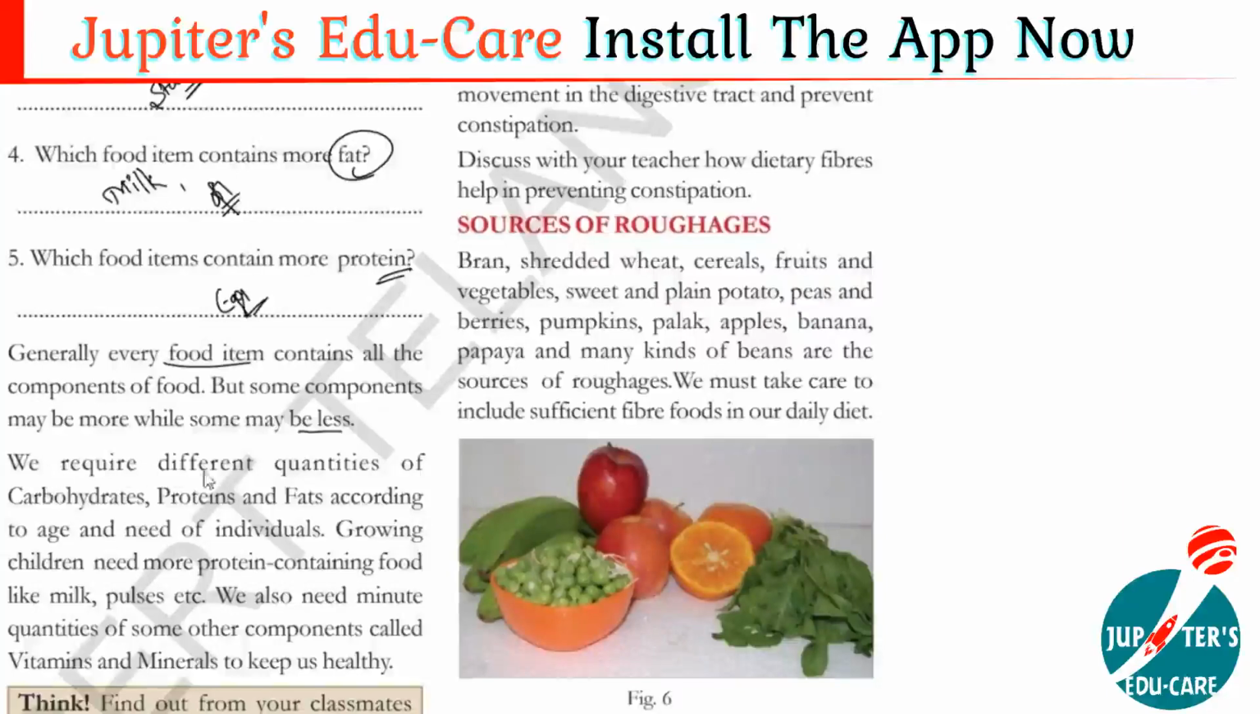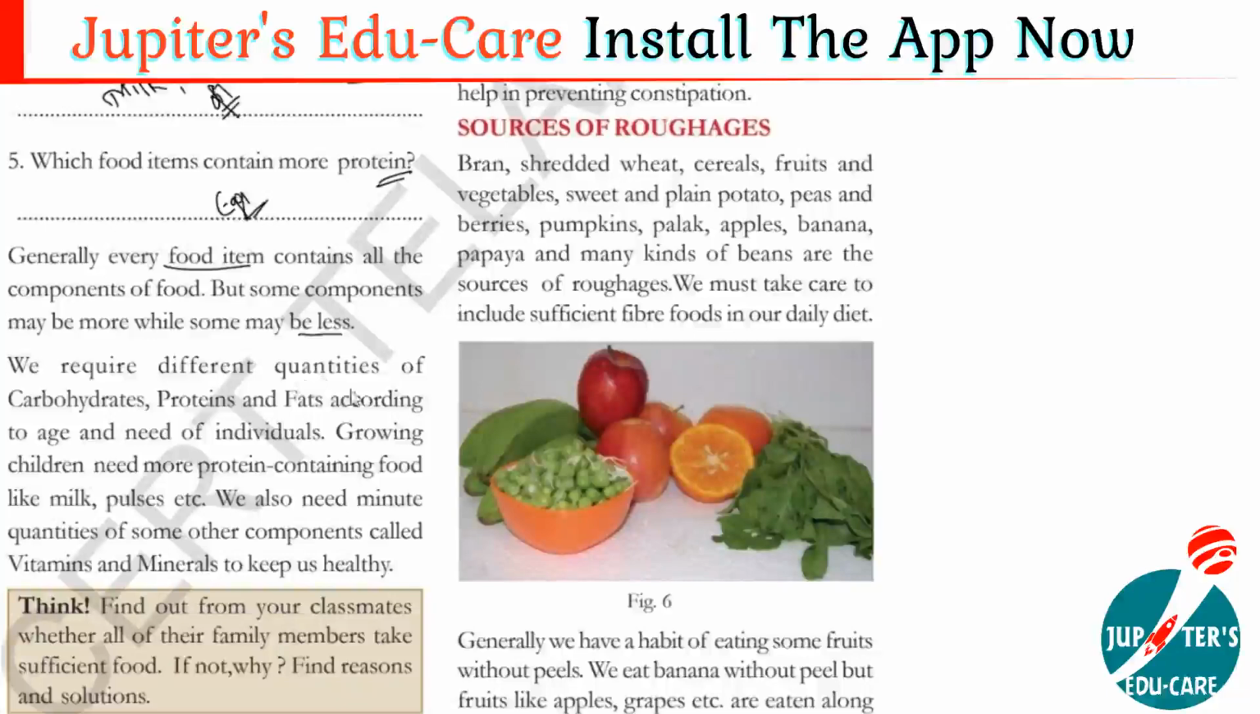Then, we require different quantities of carbohydrates, proteins, and fats according to the age and the needs of an individual. See here, for example, the people who do more hard work require energy. To get energy, they require more carbohydrates, because carbohydrates provide energy to the body. So to get that energy, they need to consume carbohydrate-rich food materials.